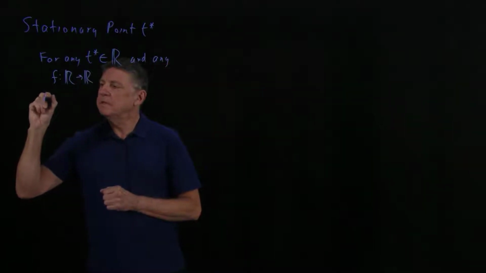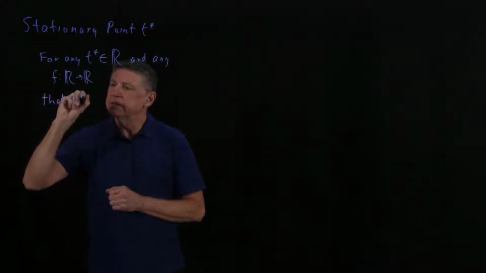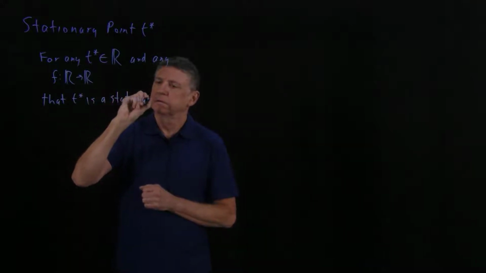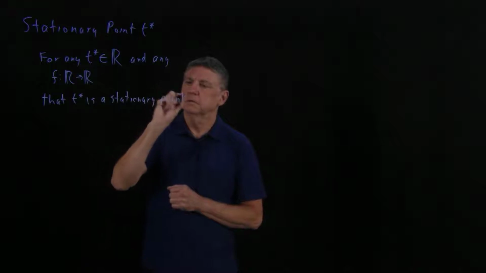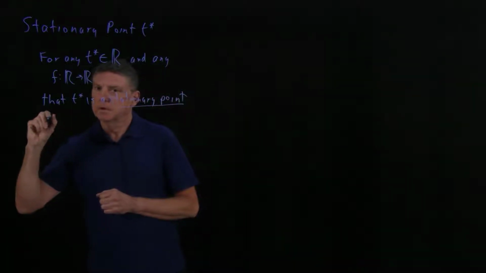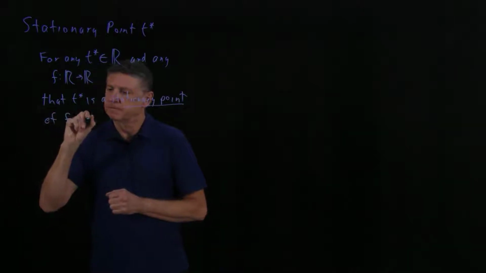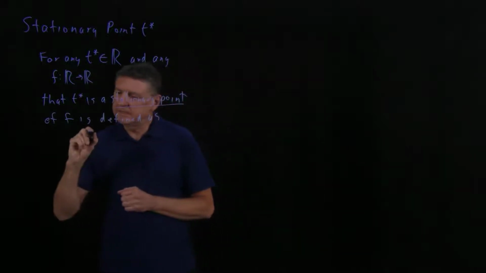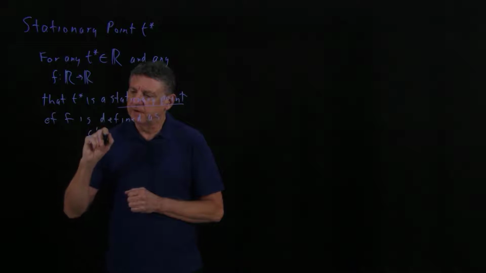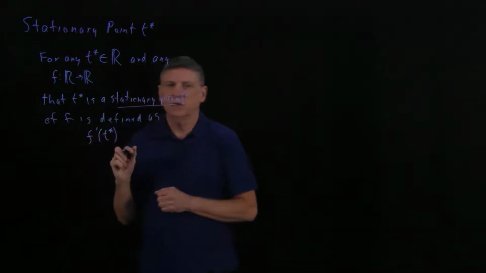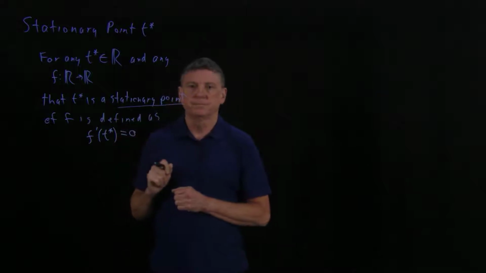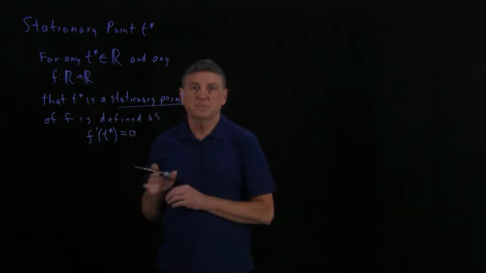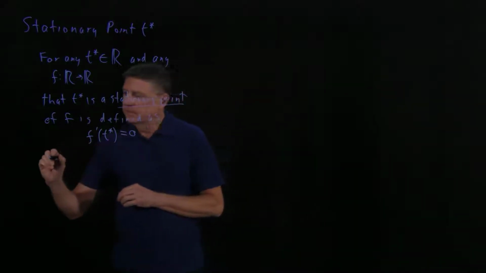So what we mean is that T star is a stationary point of f, defined as, what we mean is that the first derivative of that function evaluated at the argument T star is 0.